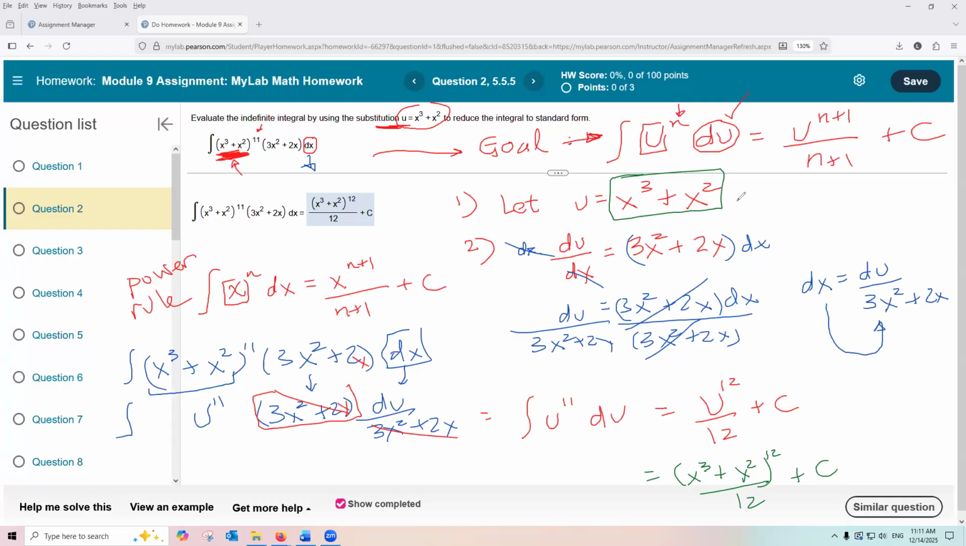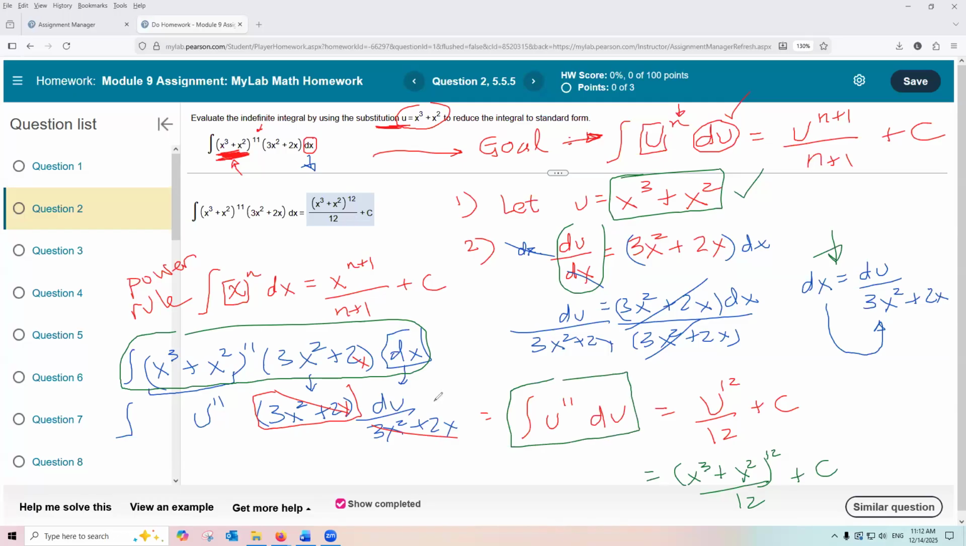Okay, so the starting step here is let u equal the expression in the parenthesis being raised to an exponent. Take du dx, solve for dx, then go back to the original integral and do the substitution. Your goal is to get the integral to look something like this. All right, let's take a look at another example like this.